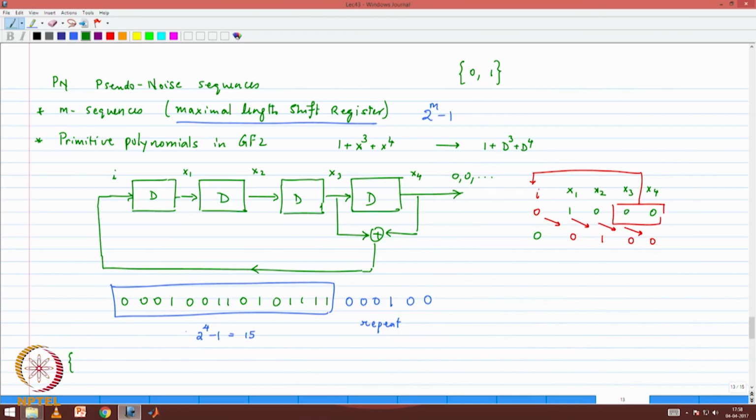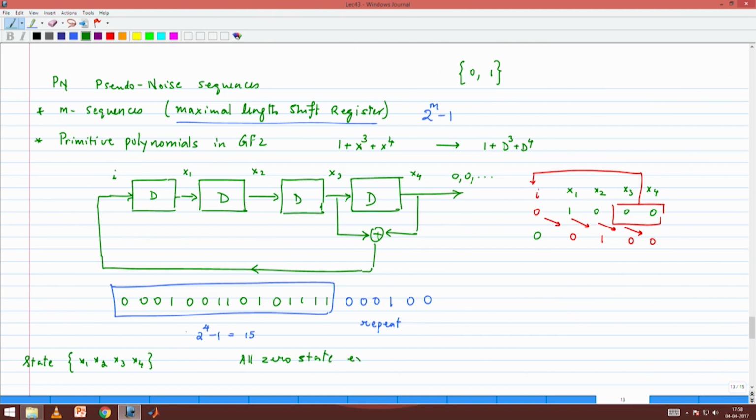So in the shift register sequences, if you think of x1, x2, x3, x4 as a state of the state machine, then it will cycle through. The maximum length shift register sequence basically says that this interconnection is such that the state will not repeat until you have gone 2 to the power of m minus 1. Why is it m minus 1? Because the all zero state is excluded, because once you go into the all zero state you will not come out of it. So the all zero state is not present in this system.